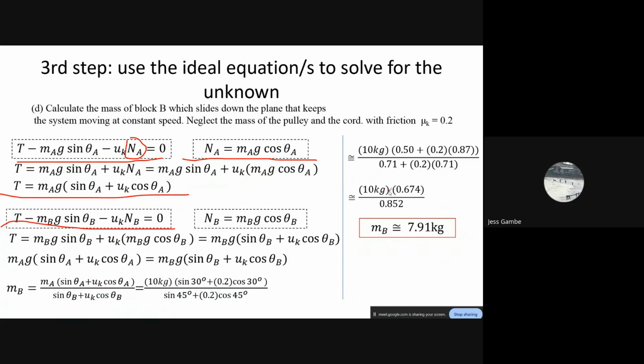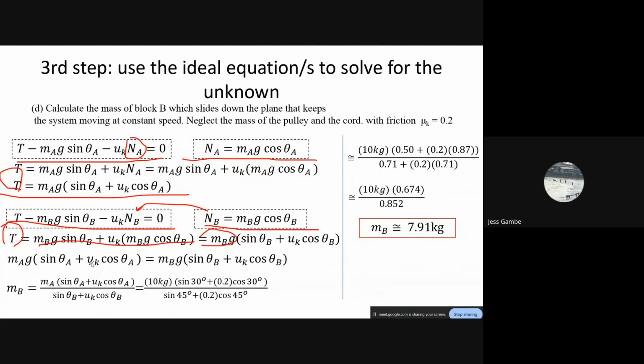And for the other block, MB, do the same. Substitute this expression to the normal force B here. And then you get this. Then you factor out MBG. After factoring out MBG, you equate the two expressions for the tension. It's the same tension.